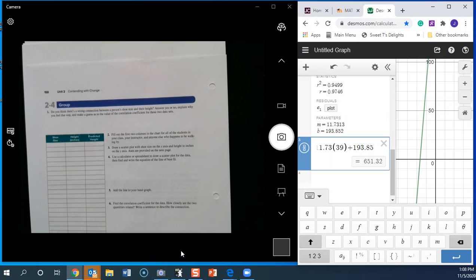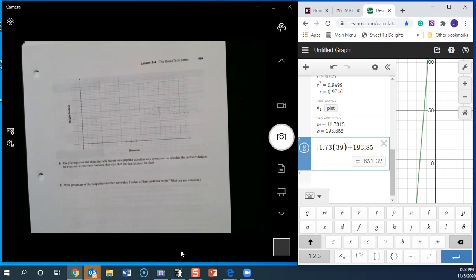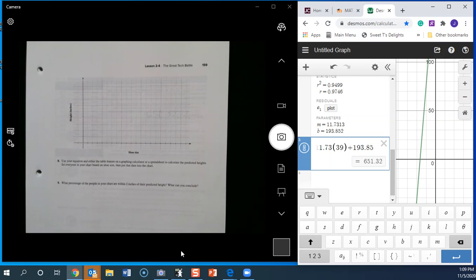Now, the thing about it is we were supposed to be in our classroom and ask students their height and their shoe size. But obviously we can't do that now. But what we can do is talk about the fact that, based on our life experience, we've seen that most of the time taller people have larger shoe sizes, even though there are some exceptions, but most of the time that is typically the case.